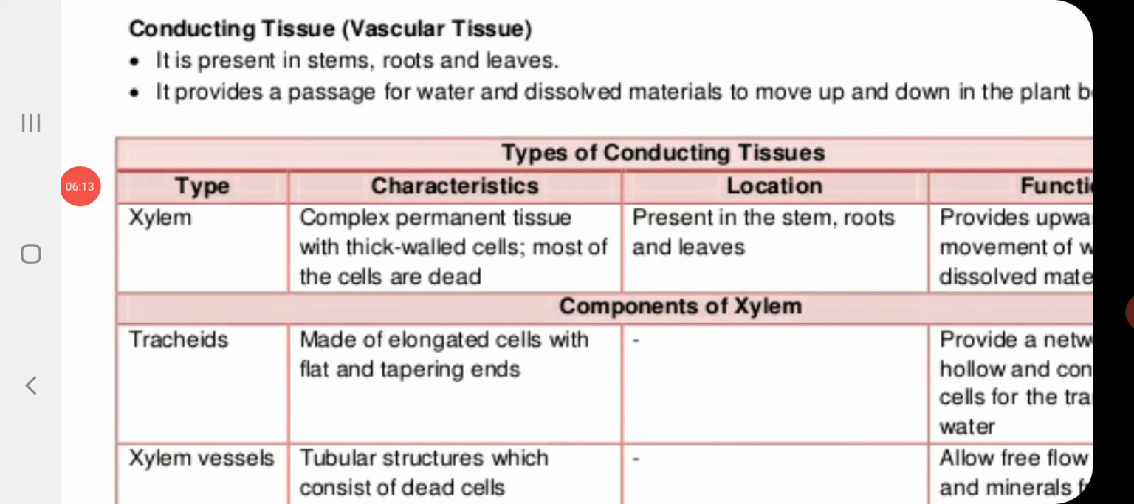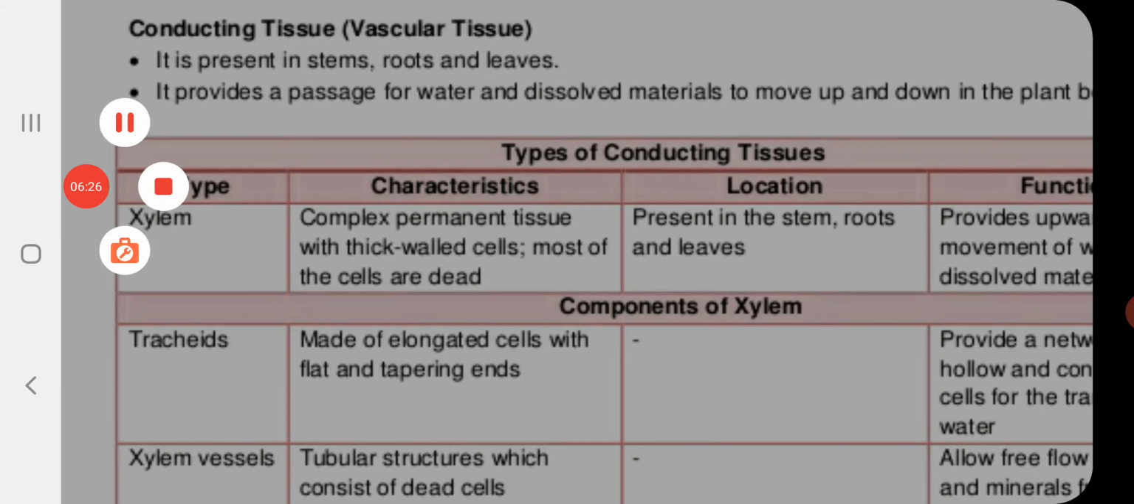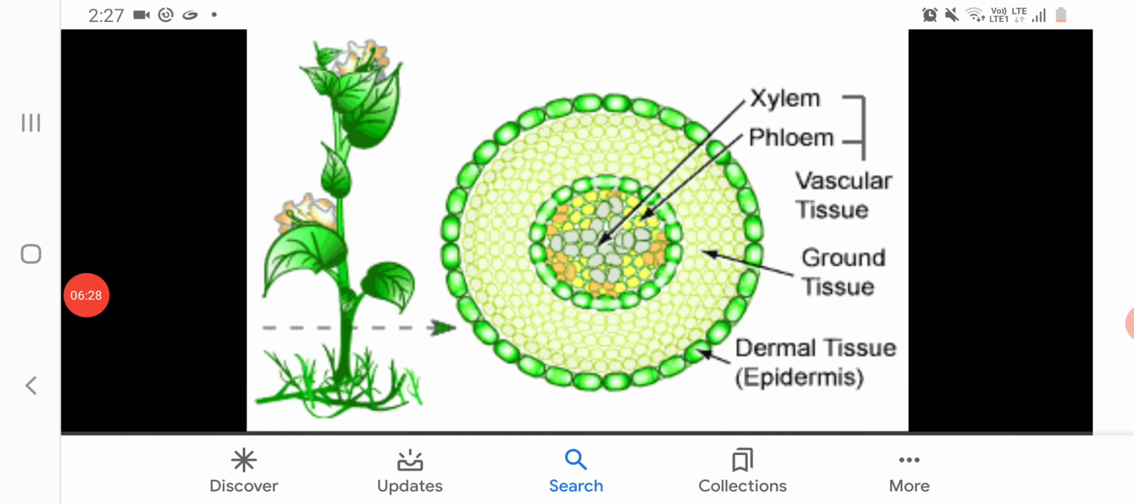So now we are going to study conducting tissues or vascular tissues. They are present in the stem, roots and leaves. They provide passage for water and dissolved material to move up and down in the plant. Now you can see a lateral part of a plant, how the xylem and phloem, these vascular tissues, and where they are present, along with the ground tissues and the epidermal tissues, and where they are present.